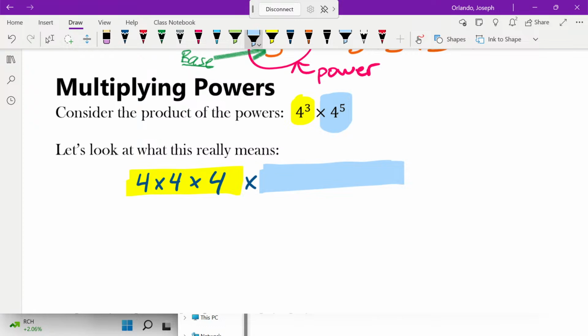4 multiplied by itself 5 times. Yeah, so 4 times 4 times 4 times 4 times 4. Now, do I want to write this out in full form like that every time? No, that seems like an easy way to make some mistakes. But I want you to take a good look at this, because I don't want to tell you the rule for what happens when we multiply powers. I want you to take a good look at this. Is there a better way I could write that answer?